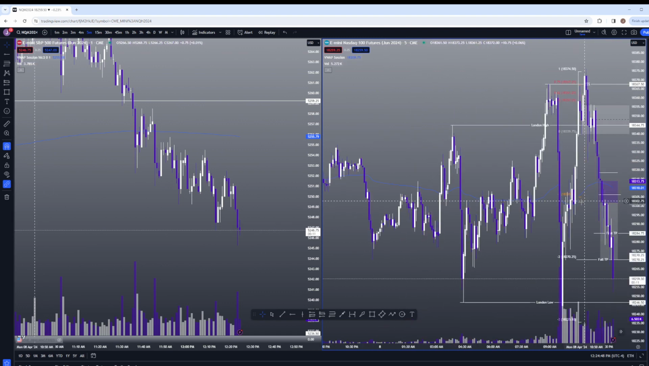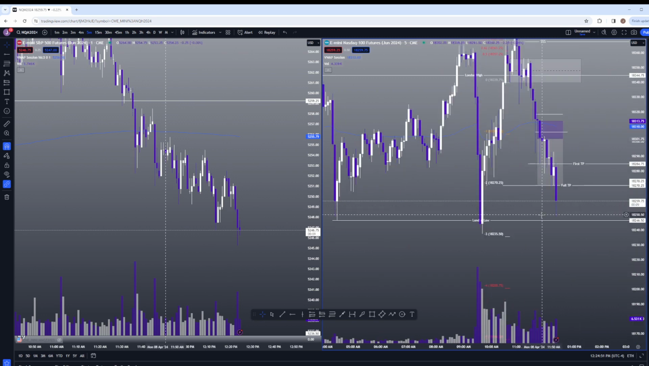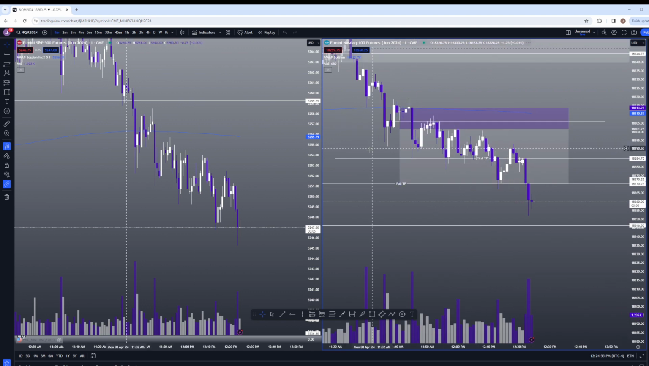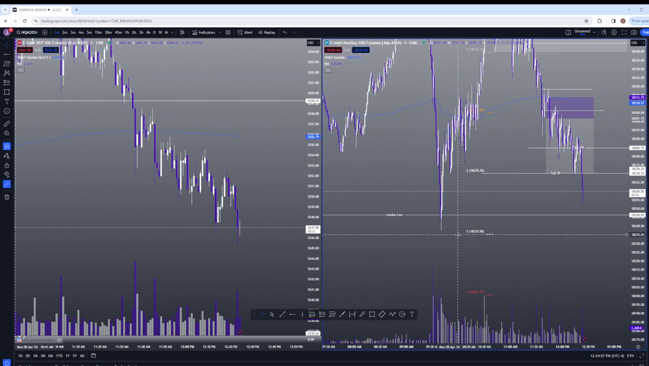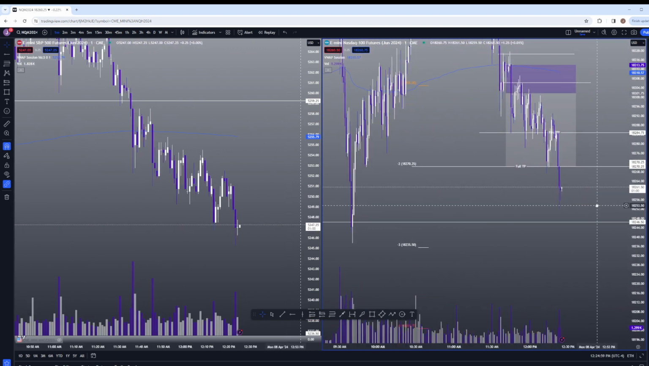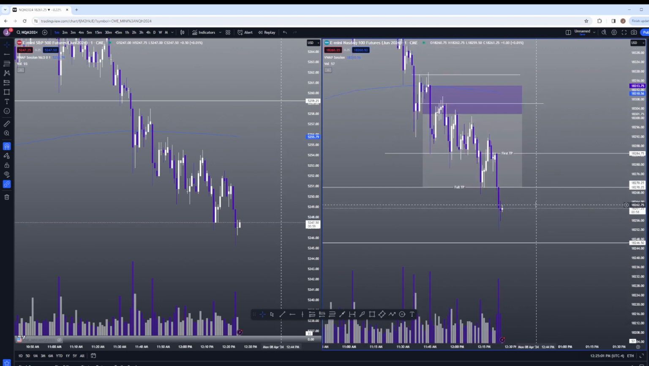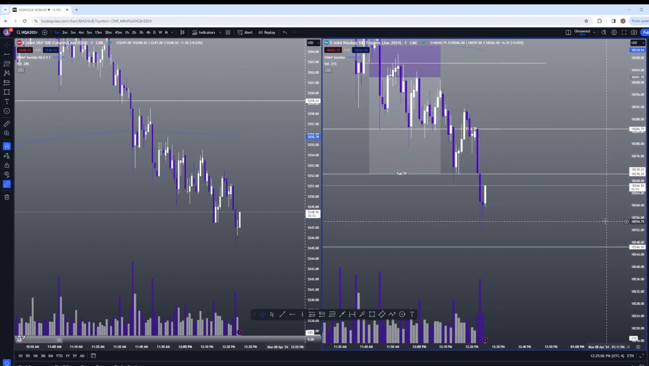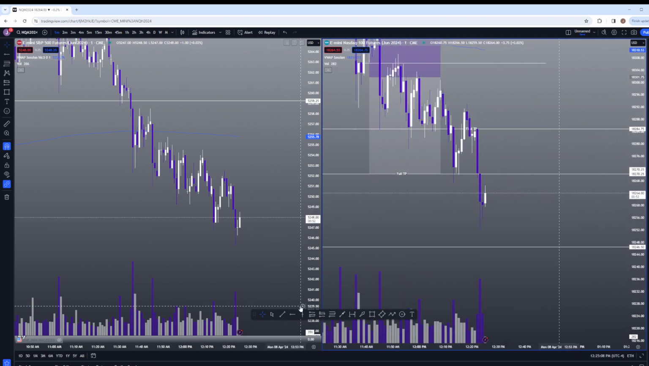Oh, what am I missing? Oh yeah, look at the shorts still going. Look at the shorts still going, right? So what's the next target? Next target is this low down here at third standard deviation. So now we could look for an entry up here in this fair value gap above.